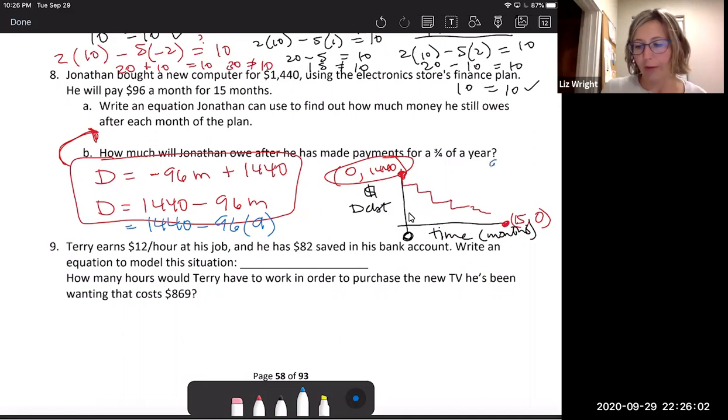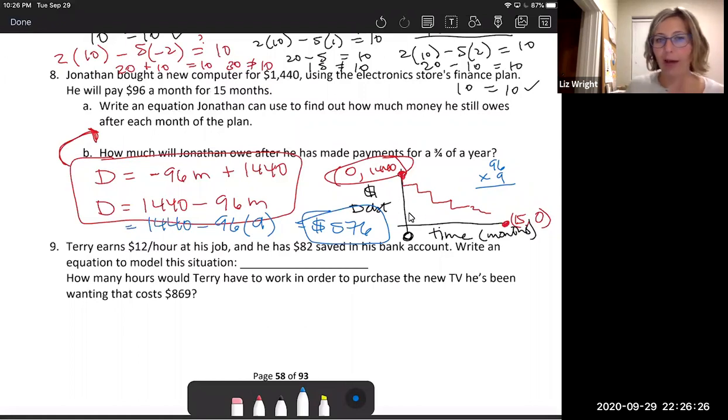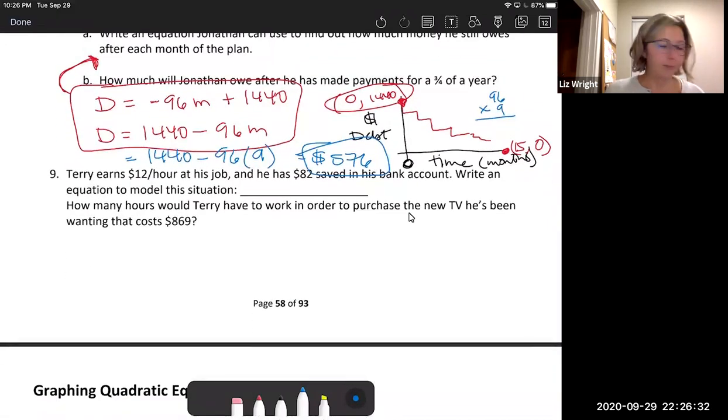We could also do a little math over here, 96 times 9, and figure that out. Then we're going to subtract that off. So feel free, if you would like to do that, you can also just put it in your calculator. So 1,440 minus 96 times 9, we should be getting 576 for that. So that's how much money Jonathan's still going to owe after he has paid for 9 months.